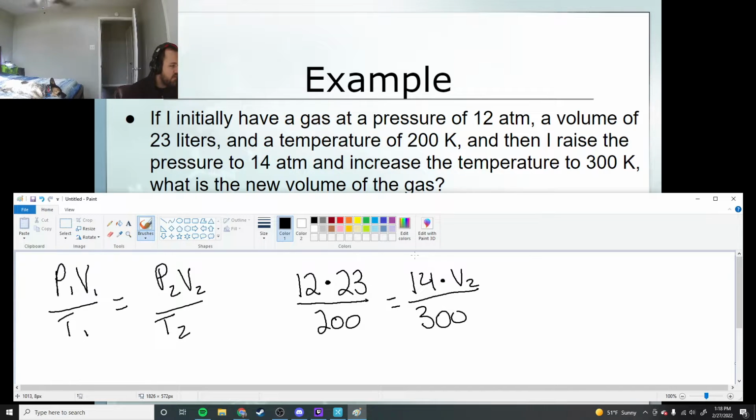Okay, once we've got it all plugged in, this works just like Charles's law or Gay-Lussac's law or the mole ratios of stoichiometry. All we've got to do to solve for V2 here is cross multiply. Okay, so we're going to multiply the two things that are diagonal here. So in this case, it's going to end up being 12 times 23 times 300, which, let me pull up a calculator really quick.